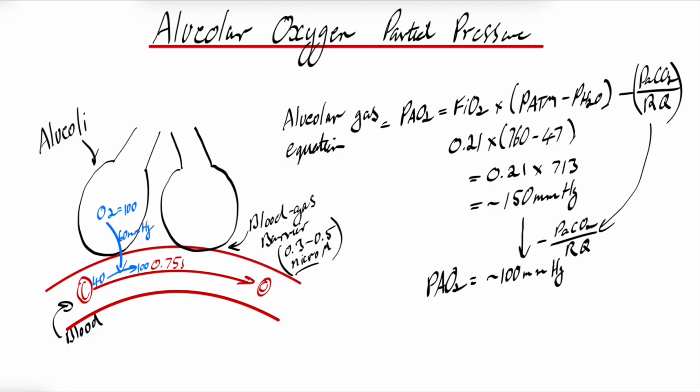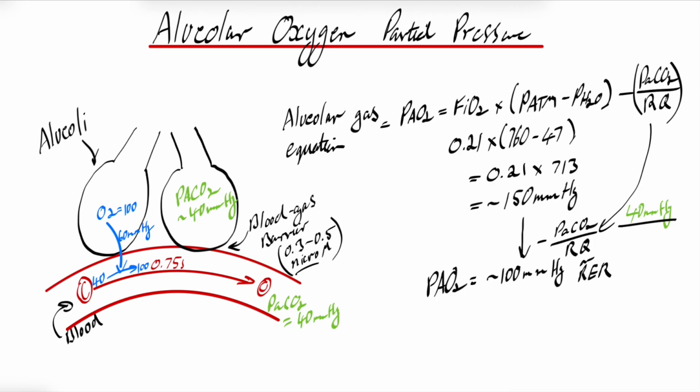respiratory quotient, the PaCO2 is used because your alveolar CO2 essentially equilibrates with the arterial CO2. So whatever the arterial CO2 is, we usually use as the surrogate here. And this would be, in a normal person, about 40 millimeters of mercury. You divide it by the respiratory quotient, which is determined by the fuel substrate used by the cells.